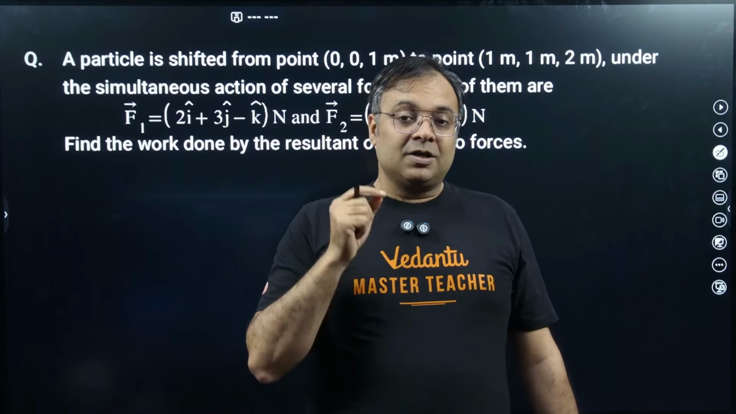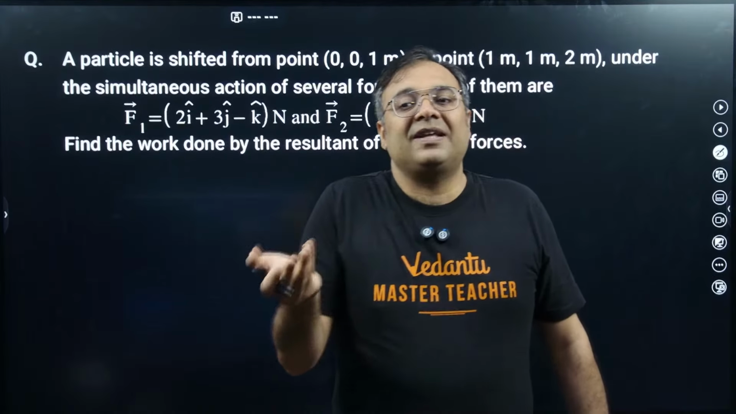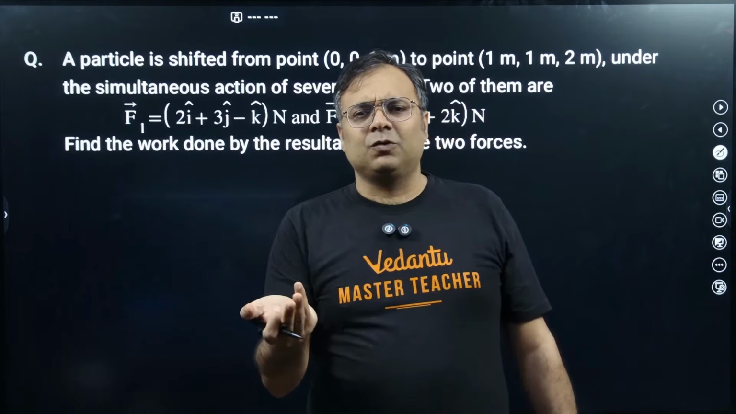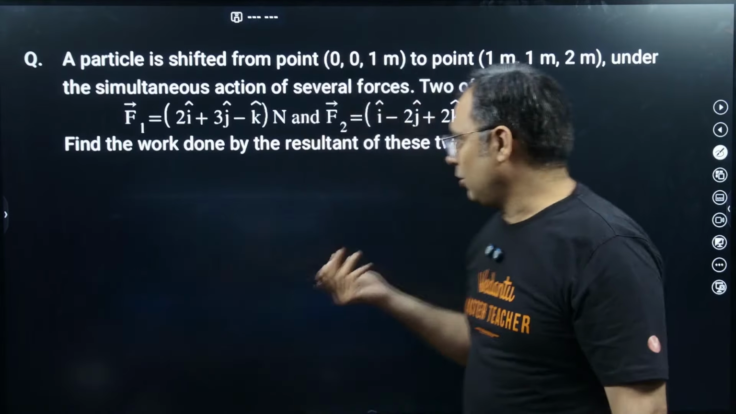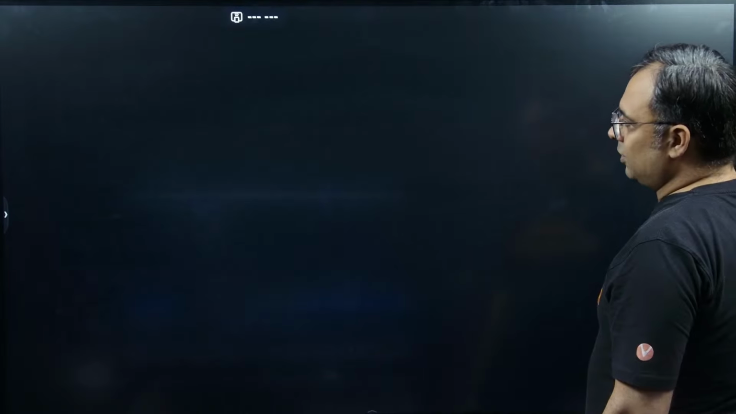Now, after that, we are going to talk about the case where the force is variable. Simple, we have to do integration. Let us also go ahead and do it. So this is the answer also you have.